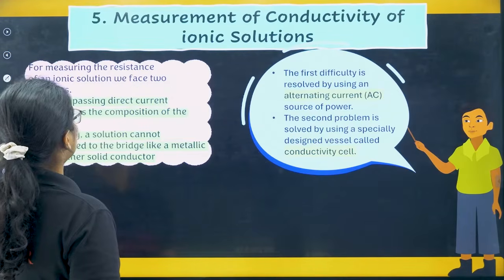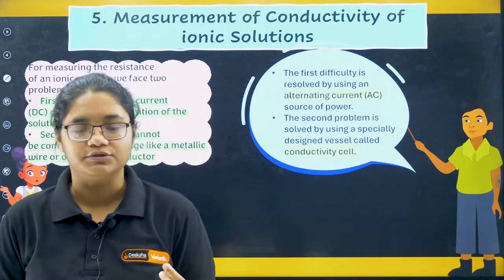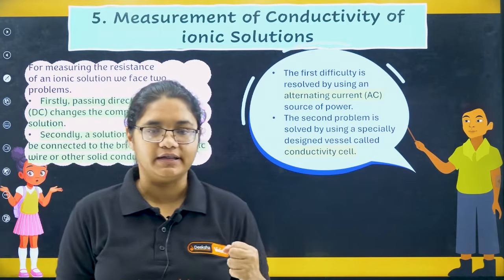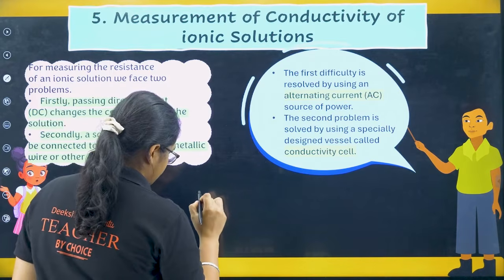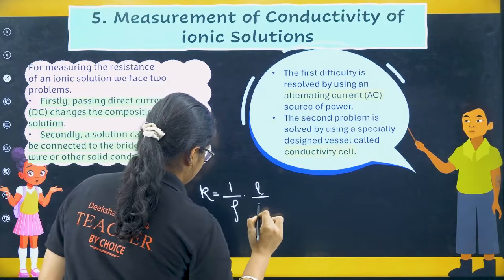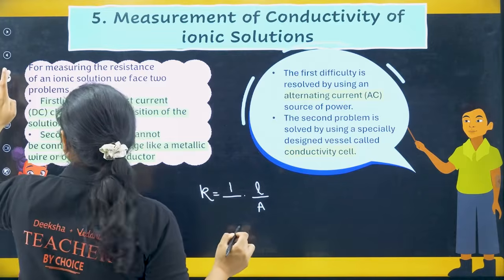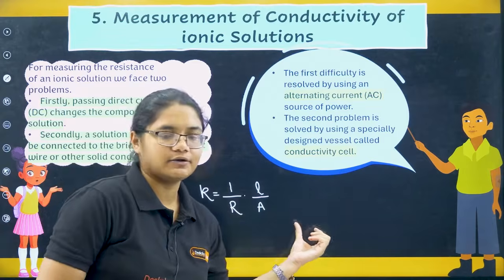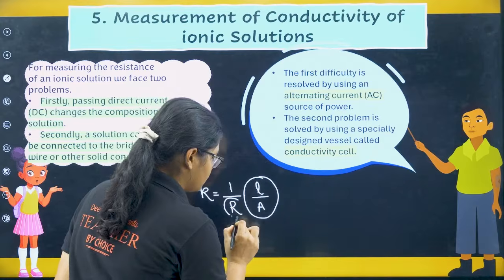Now we will move to the next topic, that is measurement of conductivity of ionic solutions. For measuring conductivity, we have seen the formula. What is the formula of conductivity? Kappa is equal to 1 by R into L by A. So what do I need to know? I need to know this L by A value and I need to know this R value.